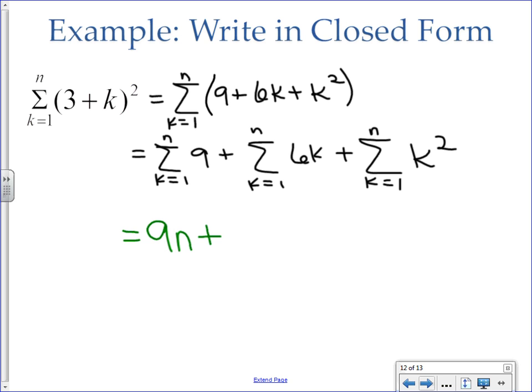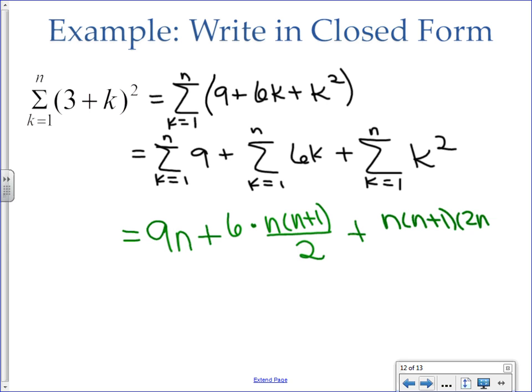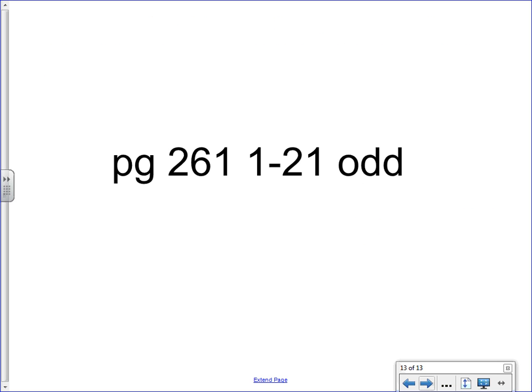What about 6k? Put the 6 on the other side to make it easier, and then you write n times n plus 1 over 2. And then k squared? N times n plus 1 times 2n plus 1, over 6. And that's it, you're done. This is closed form. Use your shortcuts to rewrite it without the summation. Questions? There's your homework.